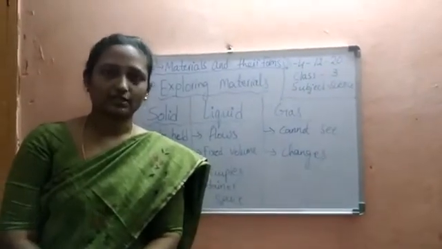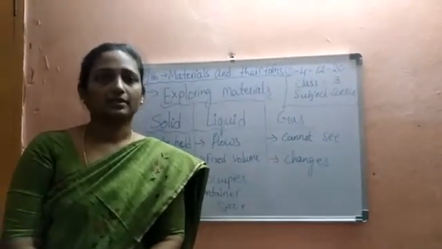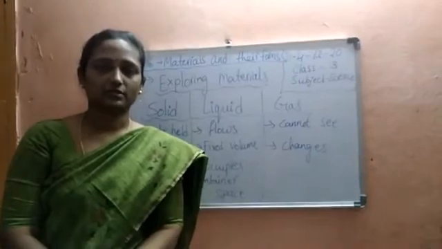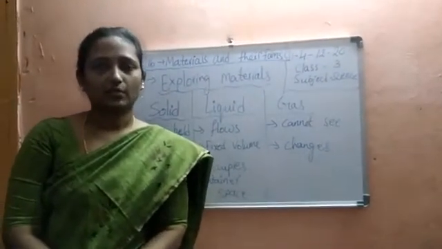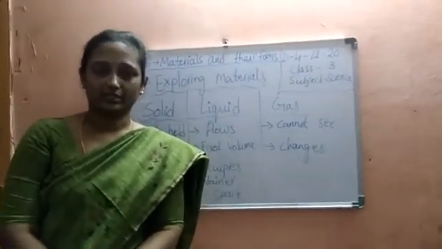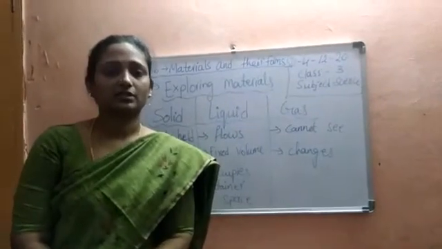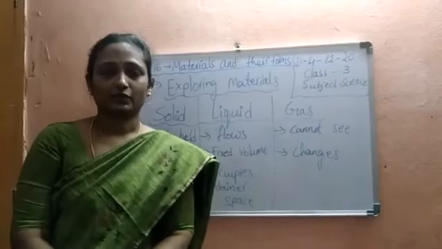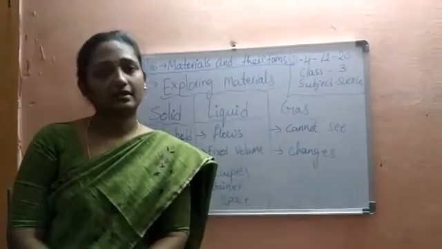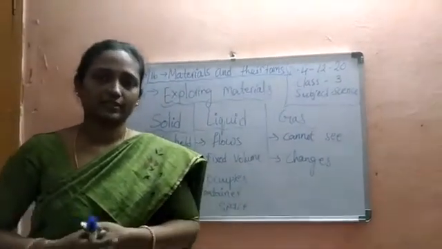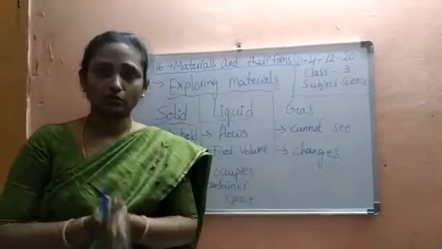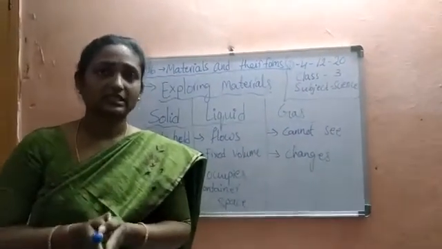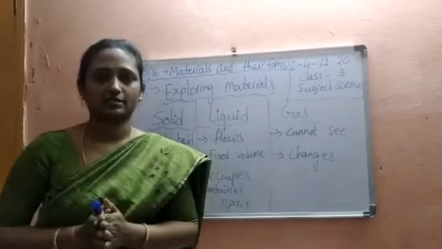Today we are going to start new block 16, materials and their forms. In that we are going to learn about exploring materials. We know that we have two kinds of things that exist in nature. So what are the two kinds of things? Living things and non-living things. When these two kinds of things exist in nature, they are made up of some materials.